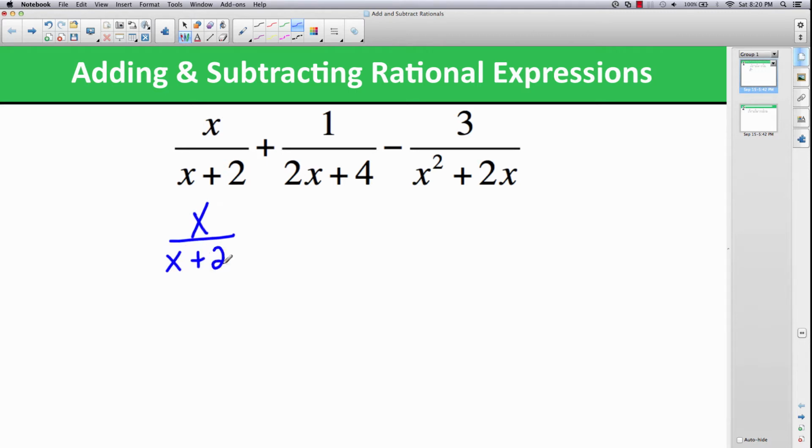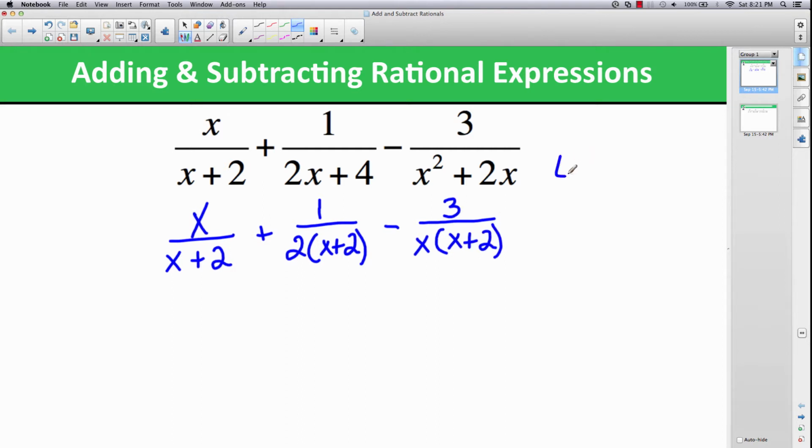So our first fraction, that's good. Our second fraction, we could factor out a GCF and make it 2x plus 2. And our third fraction, we could factor out a GCF again. This time it's an x times x plus 2.